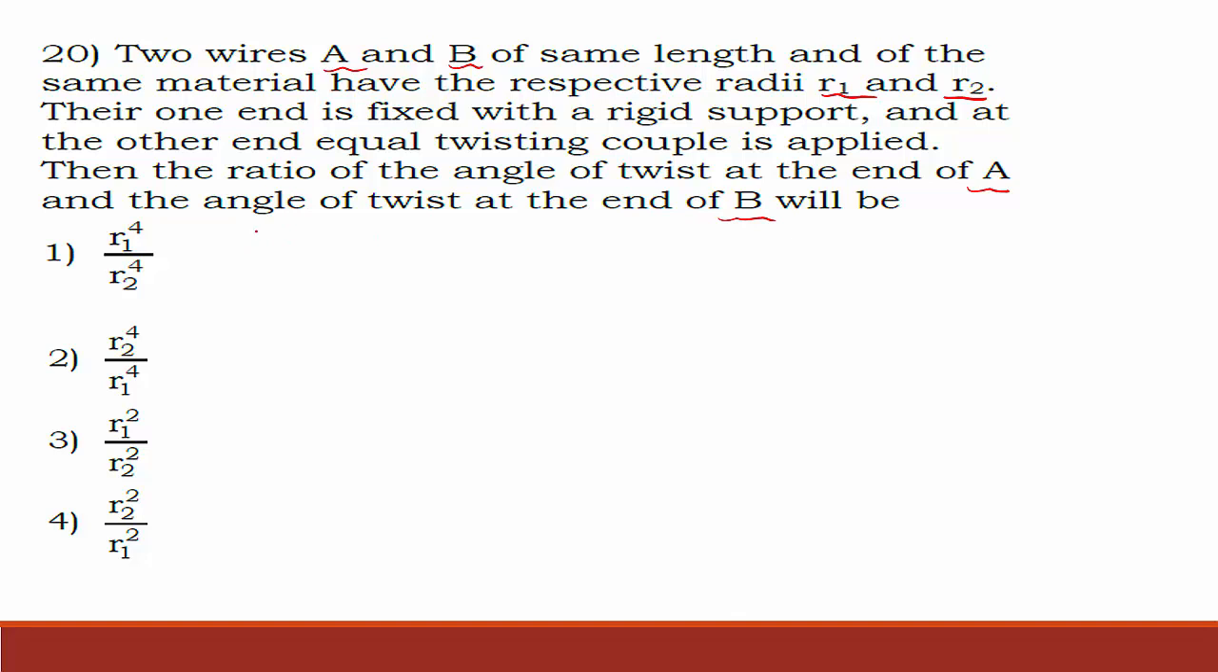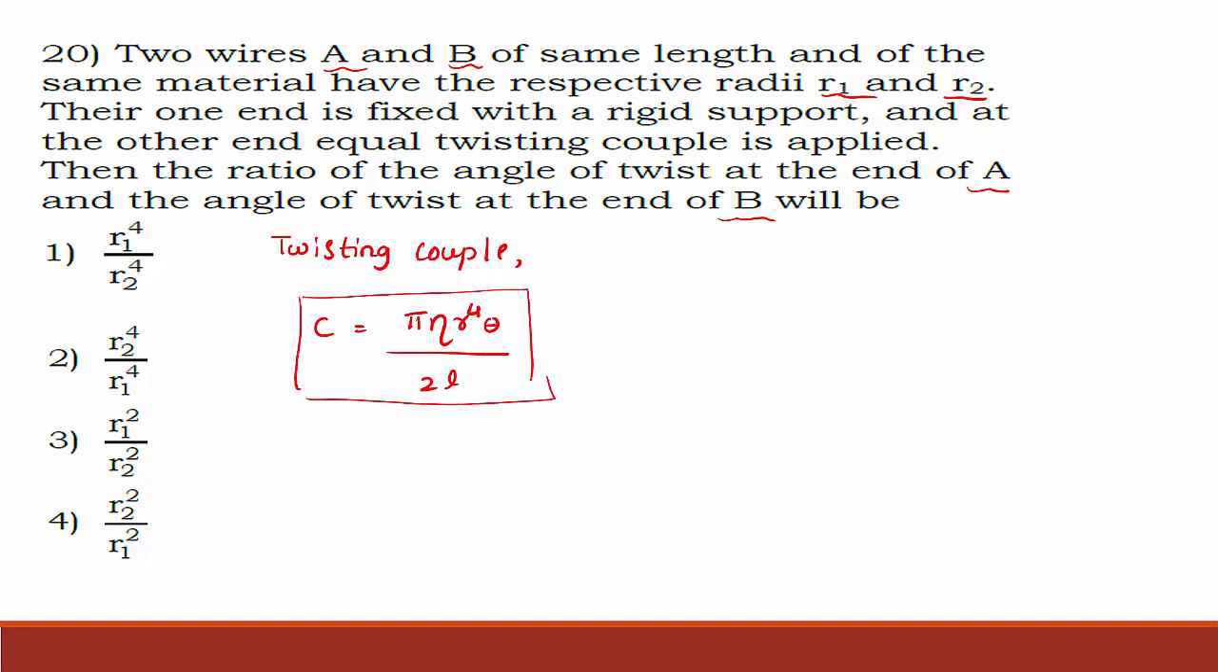I am going to write the equation for twisting couple. See here, twisting couple is given by the equation C equal to pi eta r raised to 4 theta divided by 2L. This equation you have to remember for twisting couple. What is the equation? That is C equal to pi eta r raised to 4 theta divided by 2L. Theta is the twisting angle, L is the length of the given wire and r is the radius.